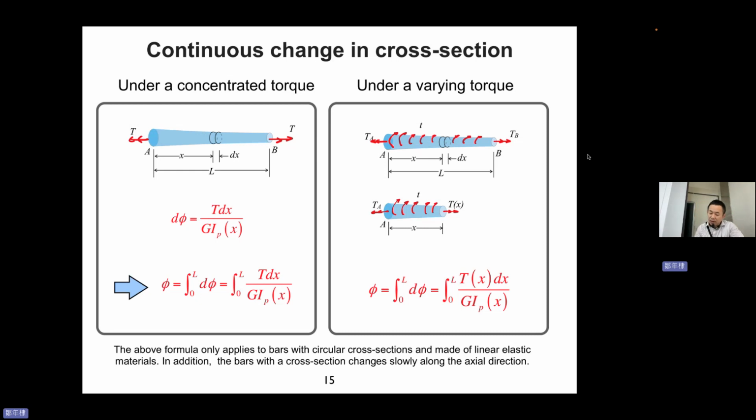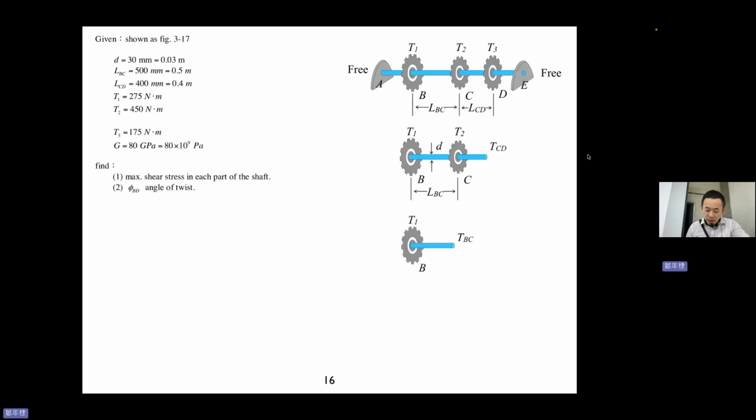But please notice that this only applies to a bar with a circular cross section, as we mentioned before, because this formula was proved by assuming a circular section, right? So basically, this is really similar to chapter 2. I believe all of you understand this. Next, I am going to give you an example to let you practice, but I believe this is not difficult for you. Okay, next one.